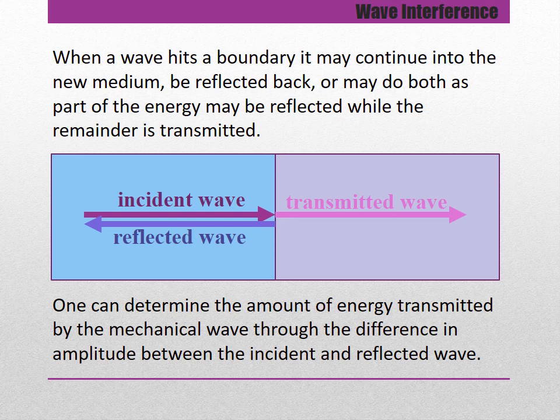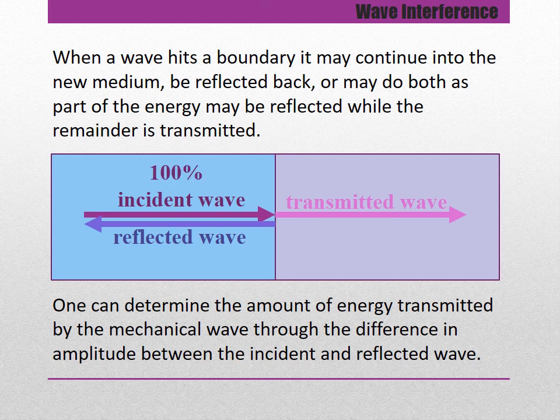When a wave hits a boundary, it may continue into the new medium, be reflected back, or may do both, as part of the energy may be reflected while the remainder is transmitted. One can determine the amount of energy transmitted by the mechanical wave through the difference in amplitude between the incident and reflected wave.